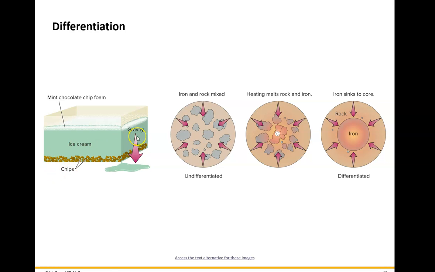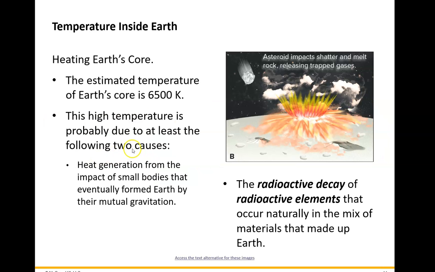But at any rate, if you put some ice cream on a counter and let it begin to melt, the ice cream itself starts to become more like a liquid. And so the more dense mint chocolate chips end up at the bottom, just because of gravitation. And that's the idea of differentiation. The more dense material will end up more towards the center, if you're thinking about the entire Earth, because it's a sphere. So that's a good analogy.